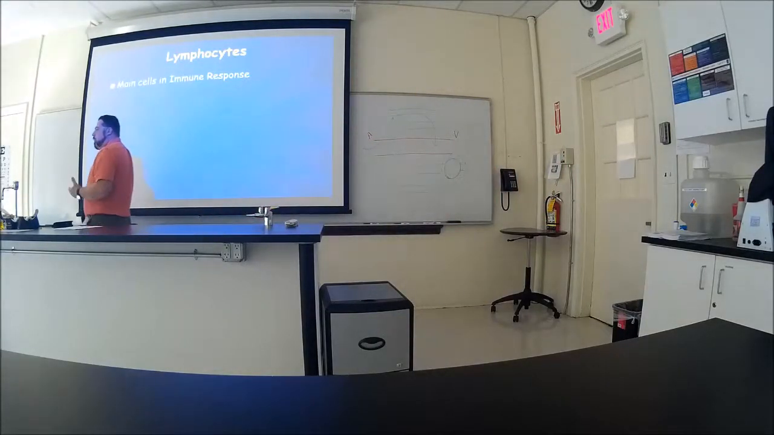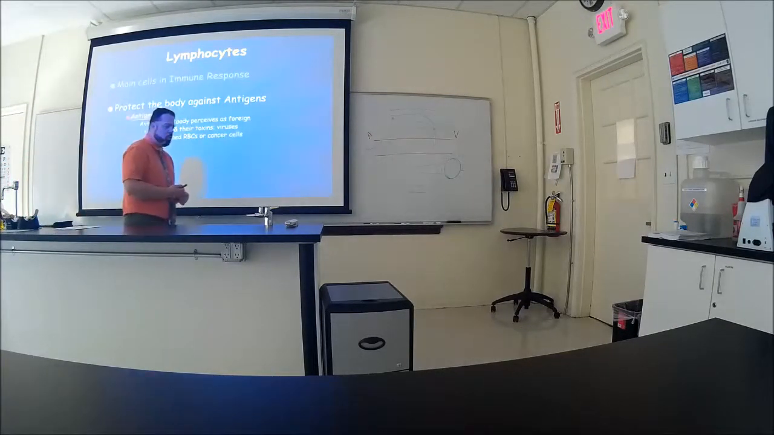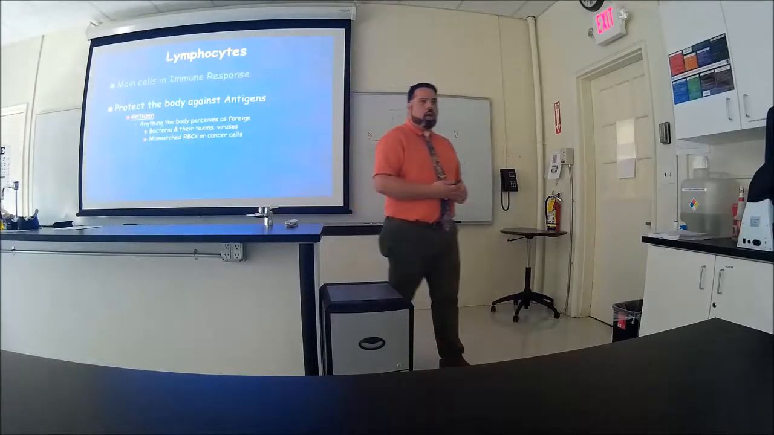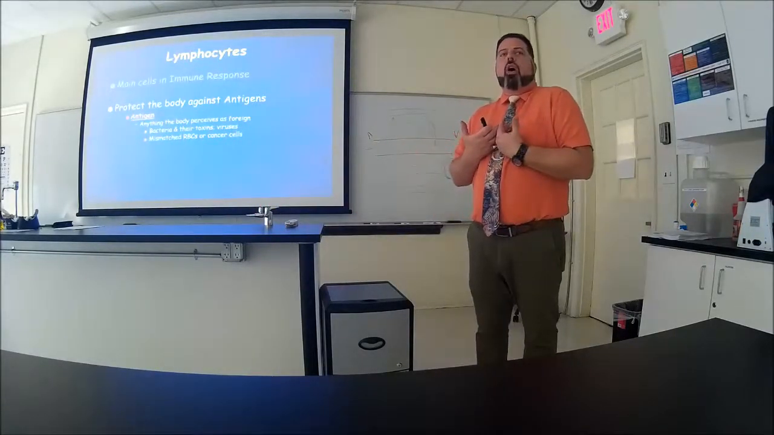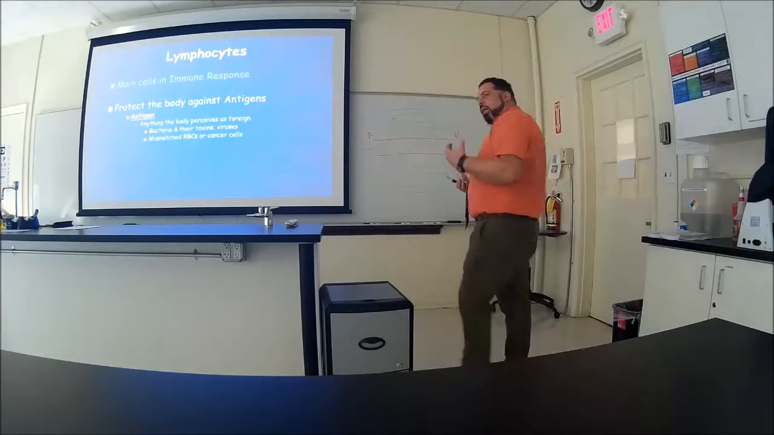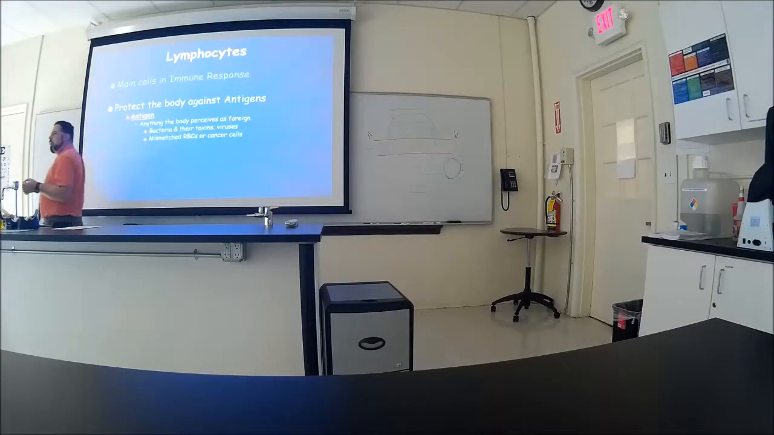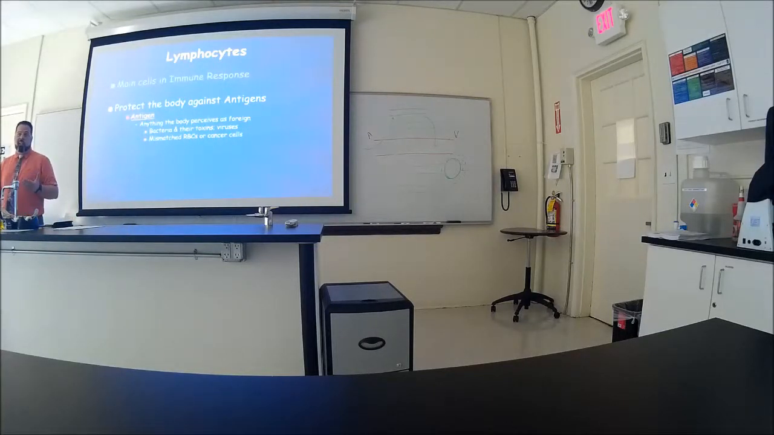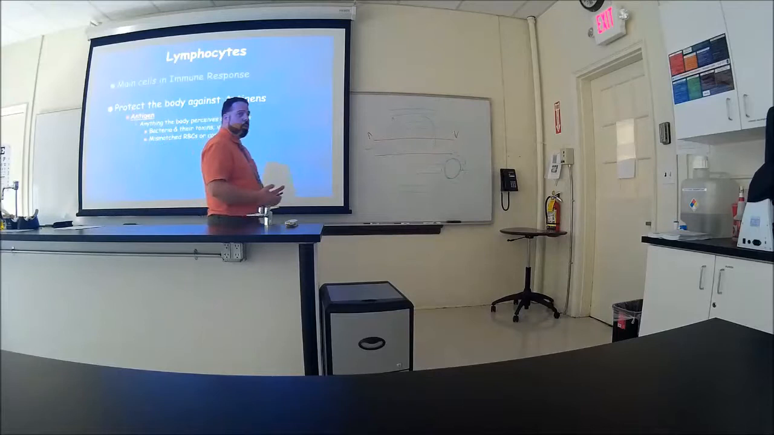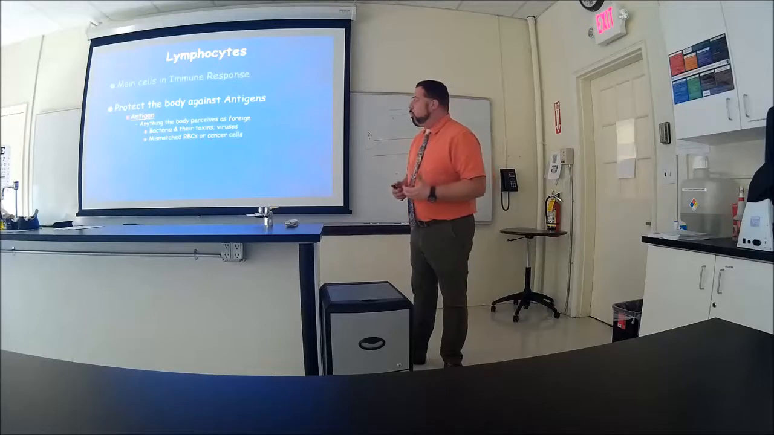Lymphocytes, all right, these are the main cells in our immune system. They will protect the body against antigens. Antigens, again, are markers on foreign things, but they're also on all our own cells. Our body will pick up that marker, that antigen, and decide if that is friend or foe. Meaning, is it something that we want to attack, or something we don't want to attack? We want to attack anything that's foreign, but we don't want to attack anything that belongs to us, that's a part of our self, right?